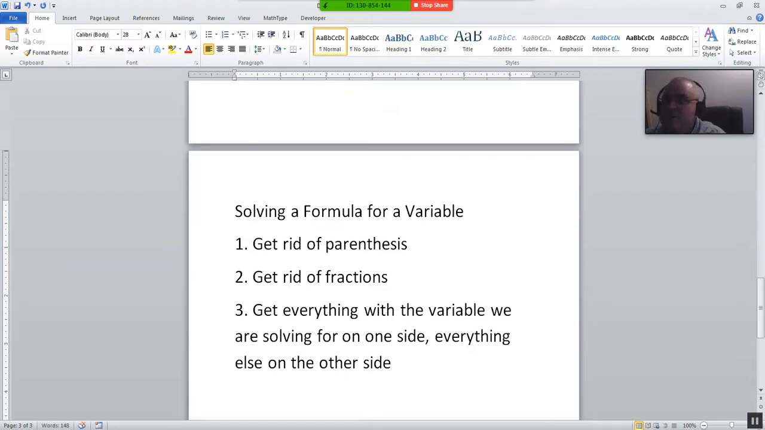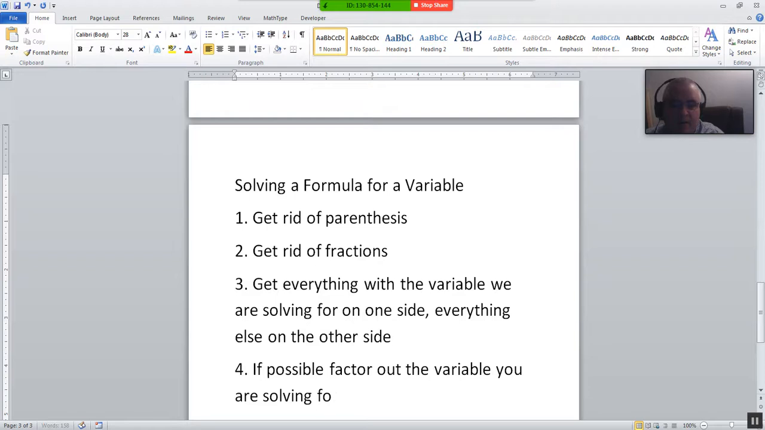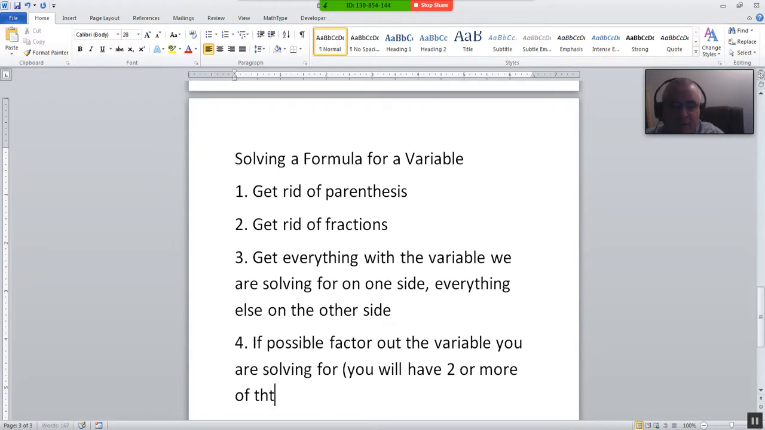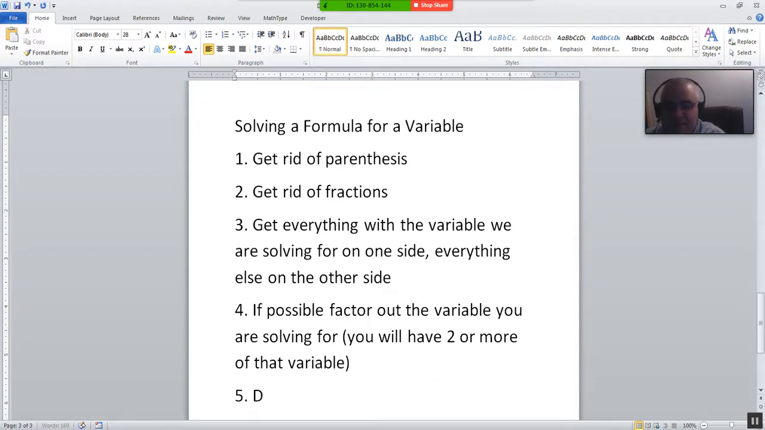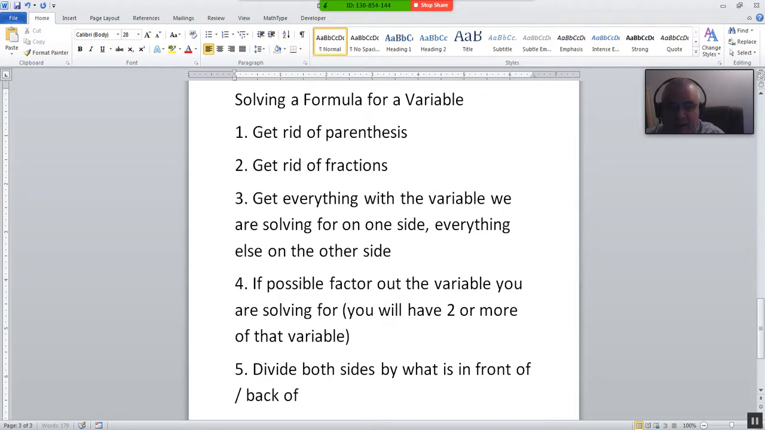We're talking mostly terms here, but they don't have to be terms. You could have any kind of expression. Step 4, if possible, factor out the variable you are solving for. You will have 2 or more of that variable if you can do that step. And then step 5, divide both sides by what is in front of or behind the variable we are solving for.